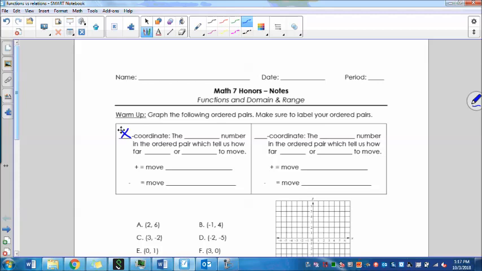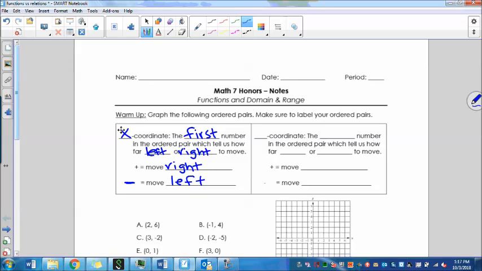First, our x-coordinate is the first number in our ordered pair. It tells us how far left or right to move when we're plotting our points. So if it's positive, we're going to move to the right, just like on a number line, all of our positive numbers are to the right. Same thing with our coordinates. If our x-coordinate is positive, we're moving to the right. If our coordinate is negative, that's a negative symbol there, then you're going to move to the left, just like our number line as well.